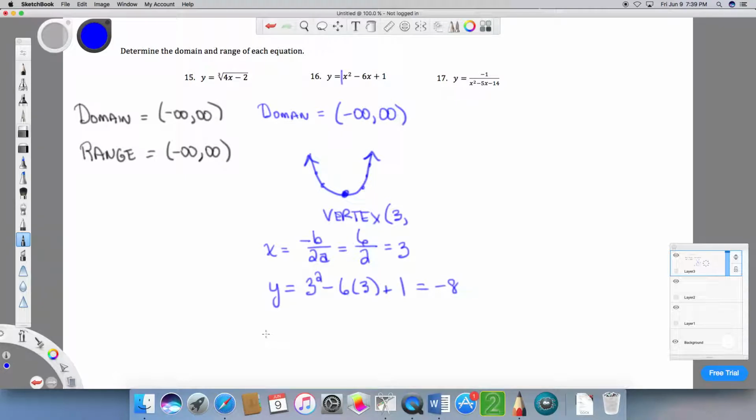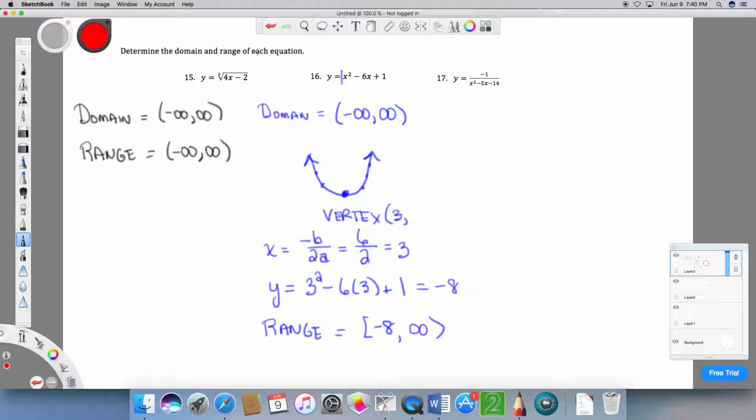So I claim that the range of this function, that we do have one point that has a y-coordinate of negative 8, and all of the other points are above that, going all the way up to positive infinity. So I believe our graph is going to illustrate that the range of this function is from negative 8 to positive infinity. All right, let's take a look here at number 17.